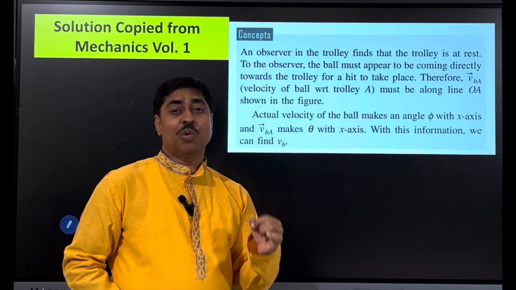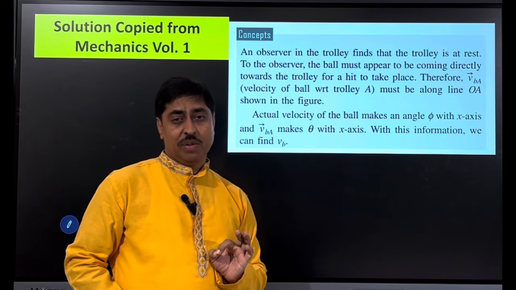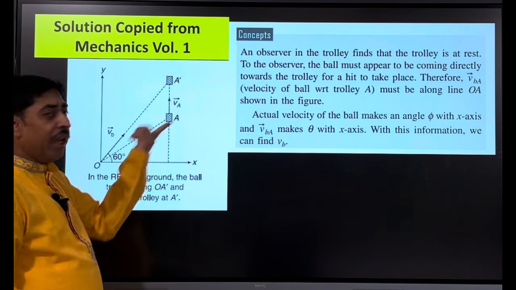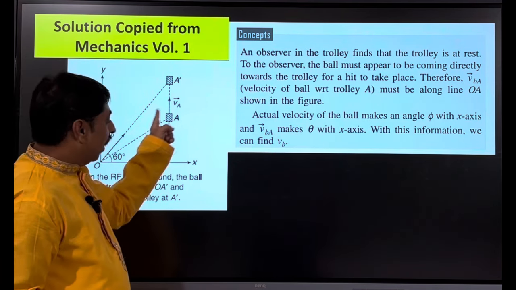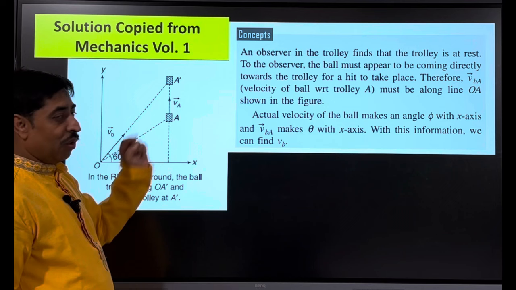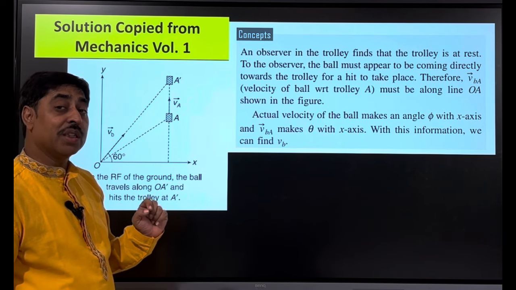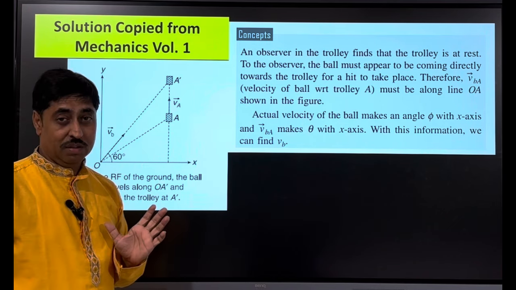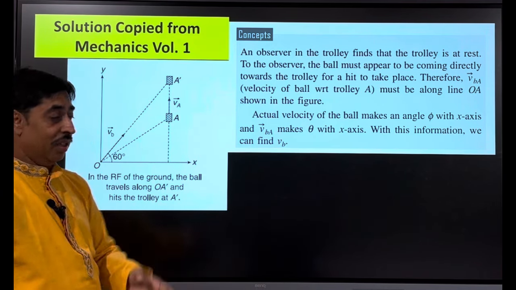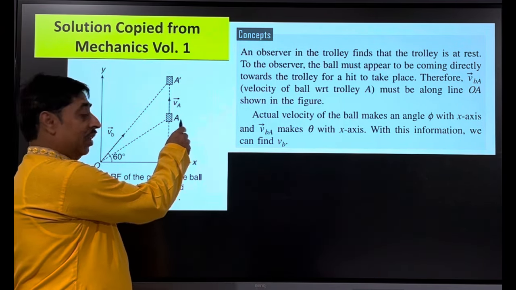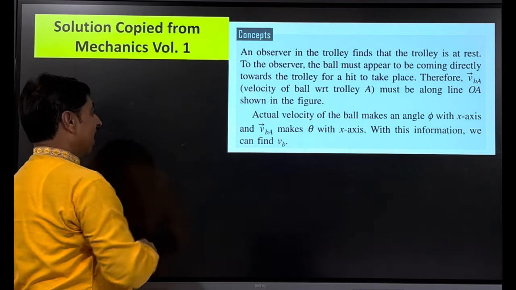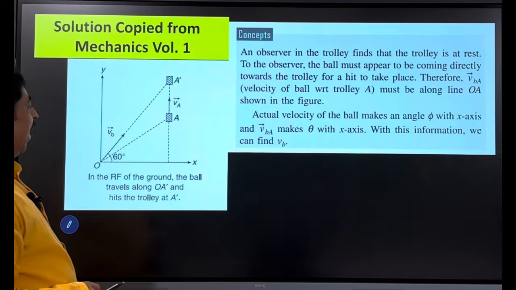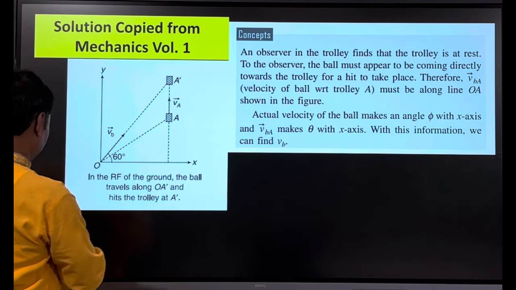The direction of motion of the ball in the reference frame of the trolley is along OA. When the trolley is at A, the ball was thrown. And the question says that the ball hits the trolley. Ball hits the trolley is the key phrase. If the ball hits the trolley, then in the reference frame of the trolley, the ball has to travel in this direction. There is no other possibility. The ball cannot be moving in any other direction. I hope you understand this.